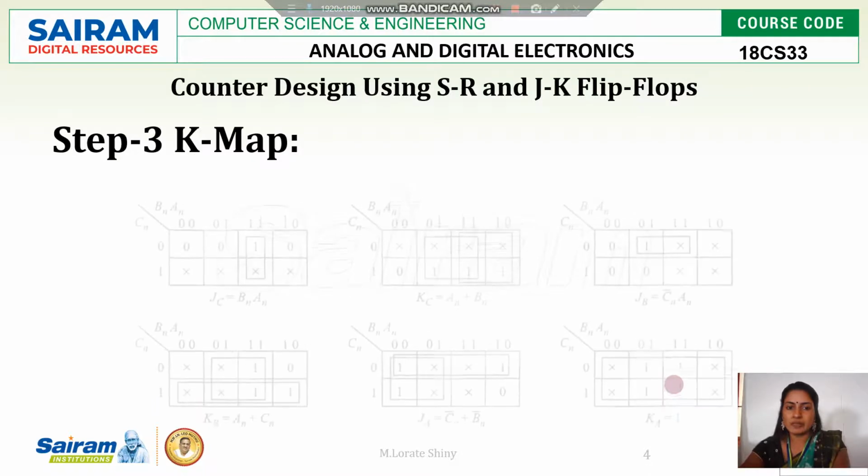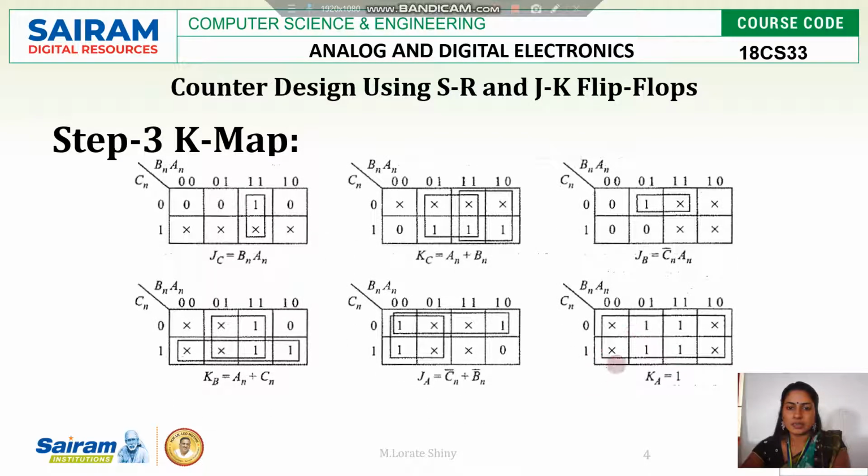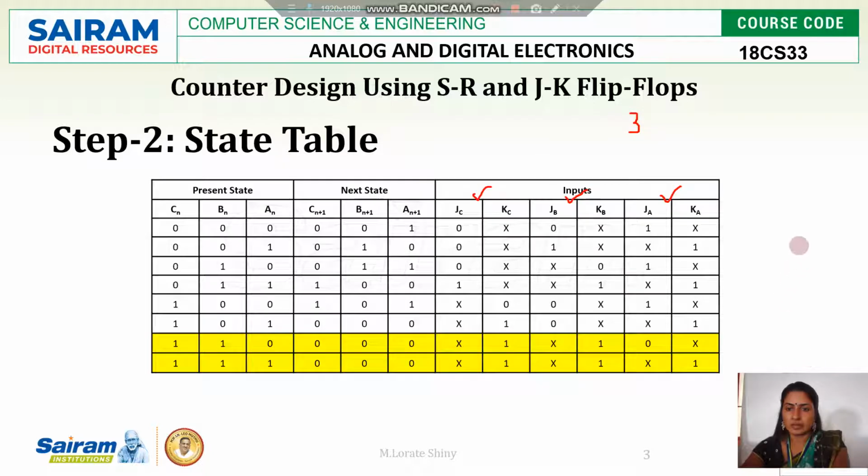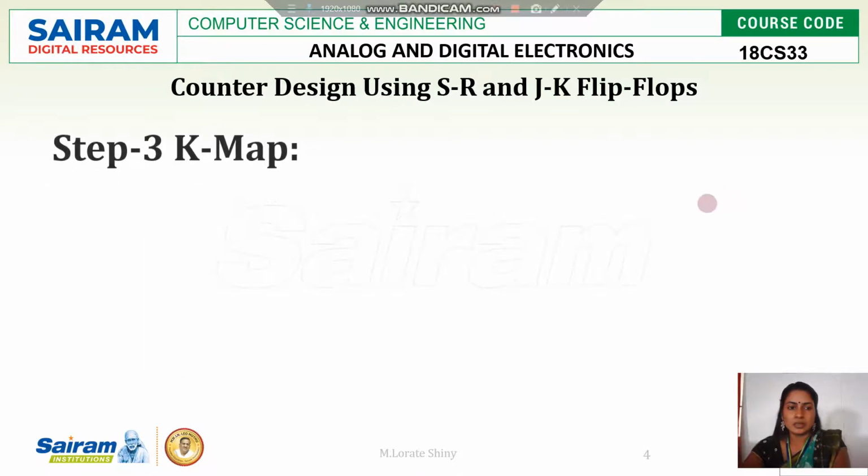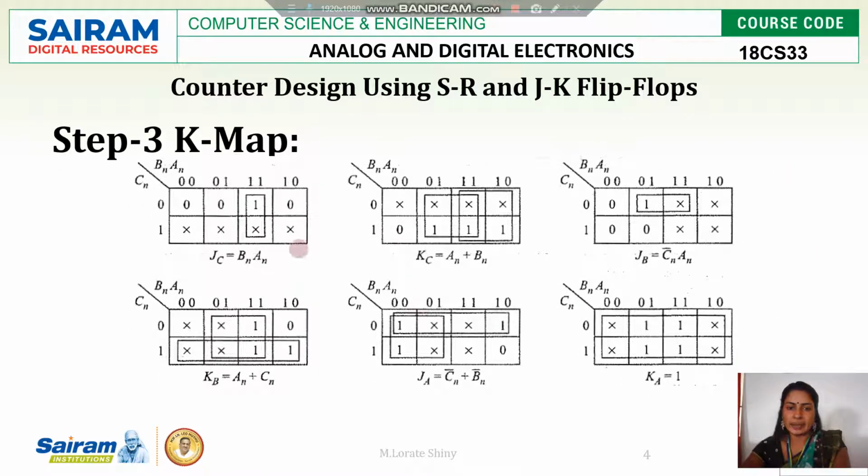Next one, K-map. There will be totally 6 K-maps. One is for KA, another for JA, third one KB, fourth one JB, fifth one KC, sixth one JC. So the inputs are ABC, the output is KA. Inside the K-map we have to fill all these outputs to find the Boolean expression for KA.